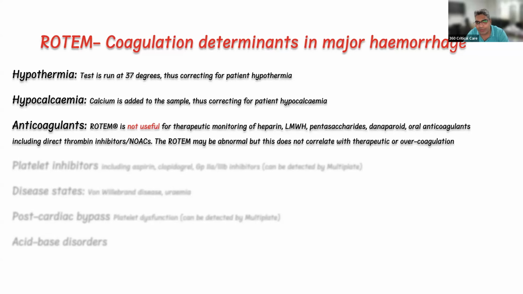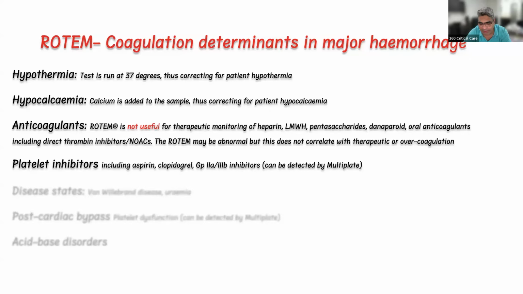It is not useful for monitoring the therapeutic efficacy of anticoagulants such as heparin, low molecular weight heparin, pentasaccharides, or anticoagulants which are direct thrombin inhibitors, or the NOACs. It is not useful because it is not a quantitative value saying that the patient is more coagulopathic or less coagulopathic if they are on anticoagulants.